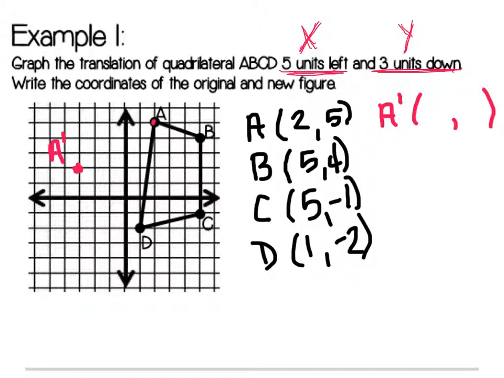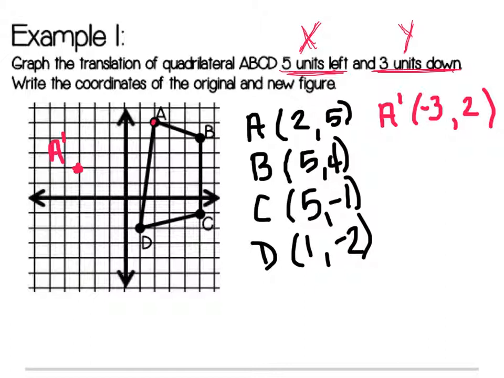Now, when we move 5 units left, that's like subtracting 5 from our x value. Our x value was 2. If we move to the left, that's subtracting 5. So 2 minus 5, our point is at negative 3 on the x. Our y value went down 3. It was 5, so when we move down 3, that's like subtracting 3. 5 minus 3 is 2. So point A prime, or the image of A, is at negative 3, 2.